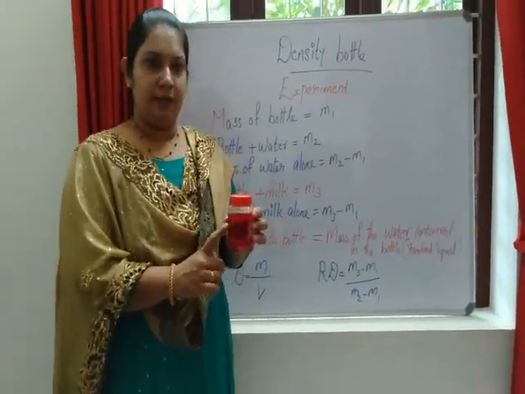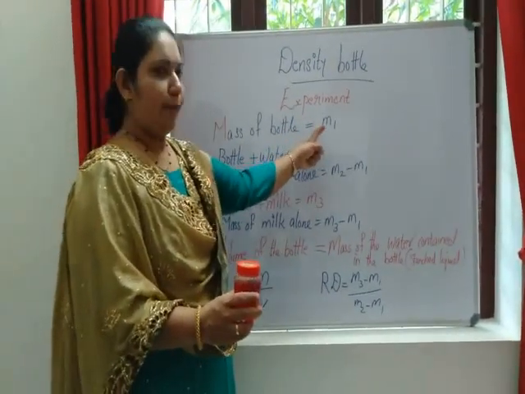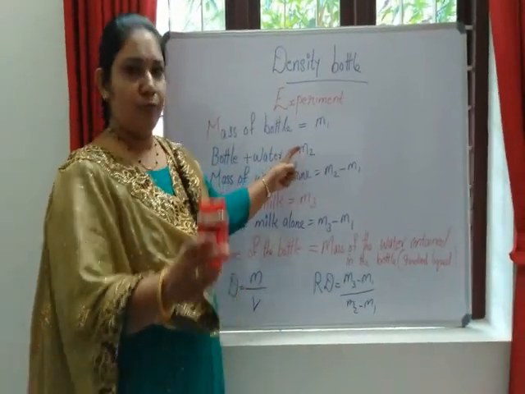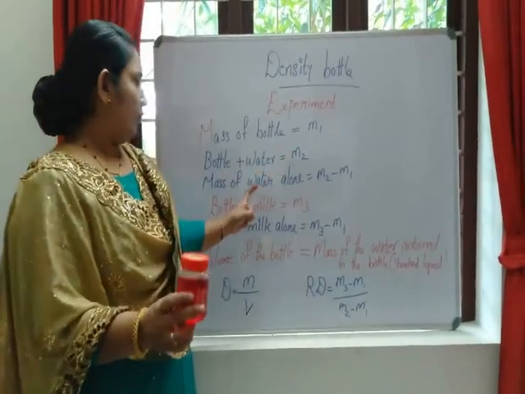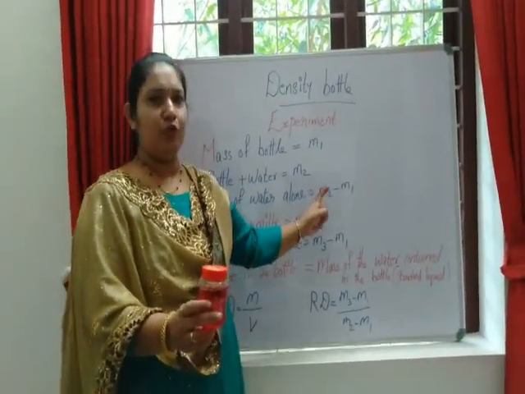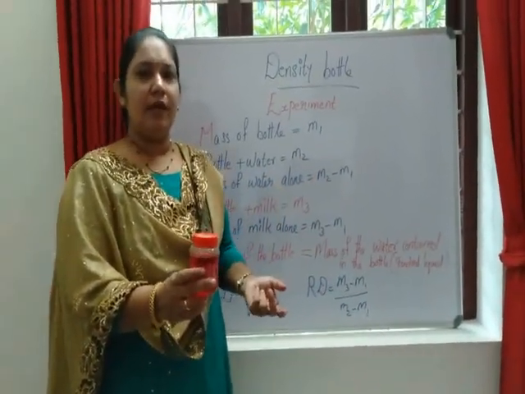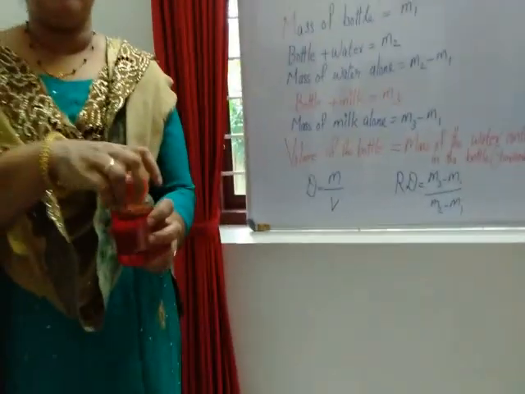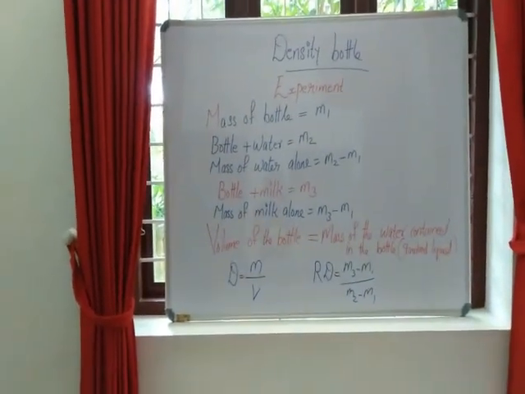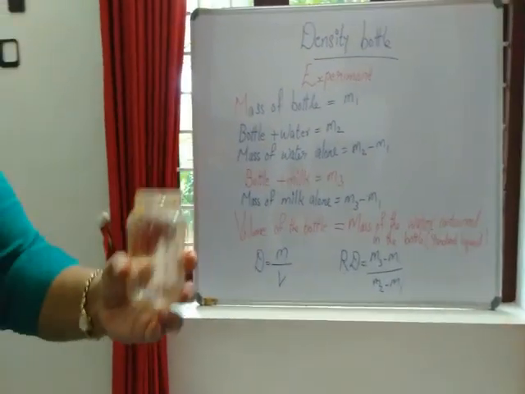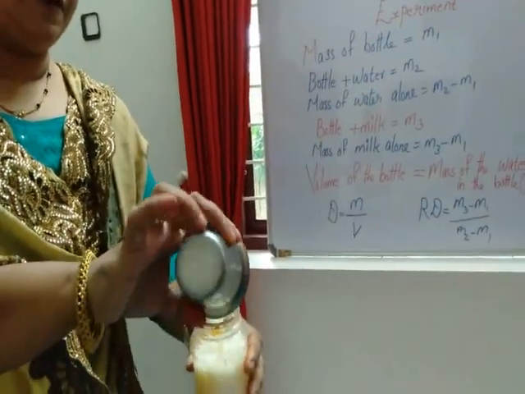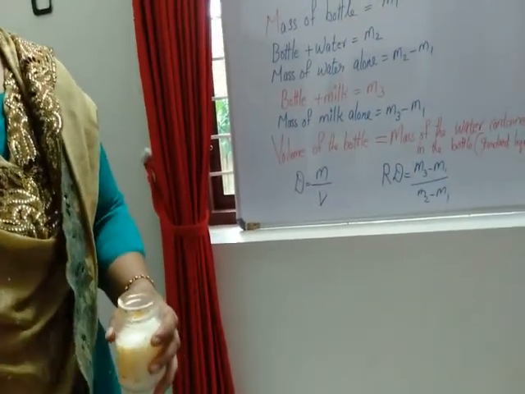Okay, so we find M1, the mass of the empty density bottle. Then we find M2, bottle plus water. From that we calculate the mass of water alone, M2 minus M1. Now we are going to calculate the mass of milk because we are going to find the relative density of milk. So I am pouring out the water, emptying the density bottle. Now I am going to fill it with milk.